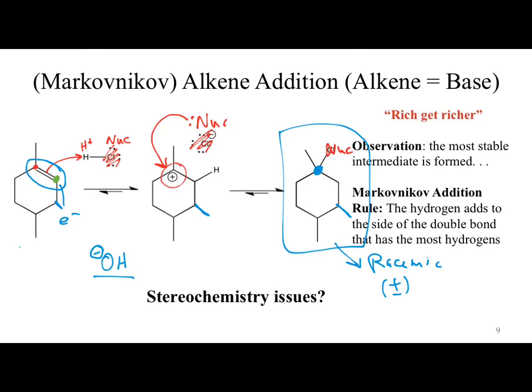So I will not ever test on knowing the name of a reaction. You might see Markovnikov show up, but what I'll give you is the reagents. I'll give you the chemicals. You can use the chemicals to push forward. Does that make sense?